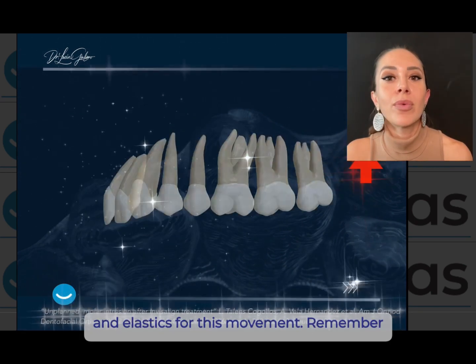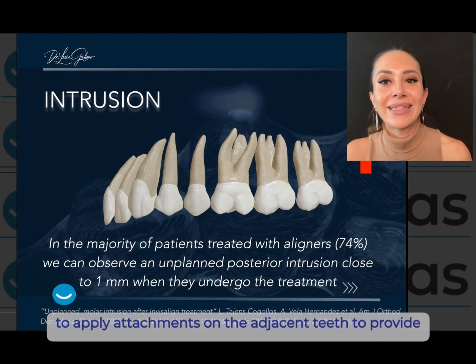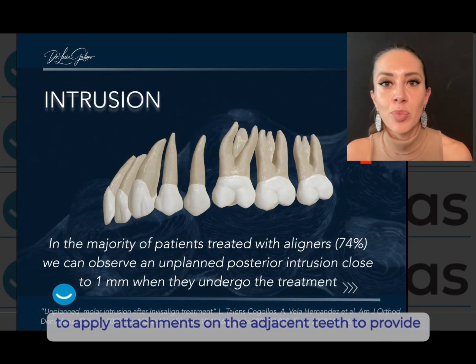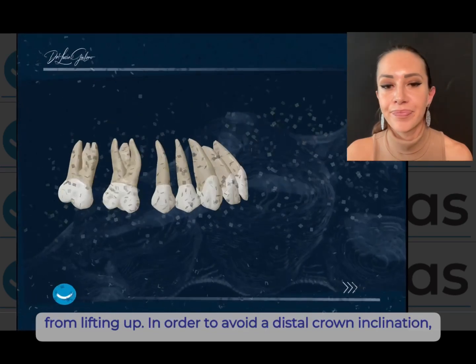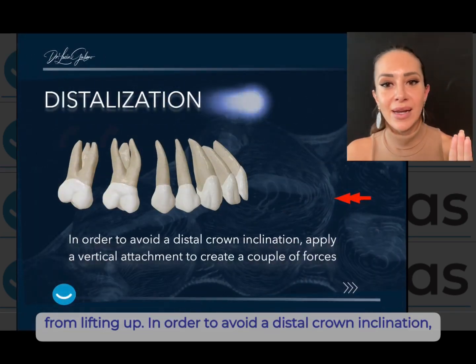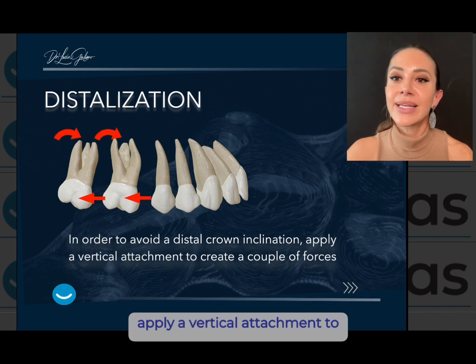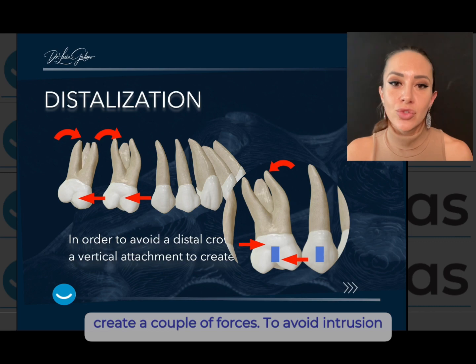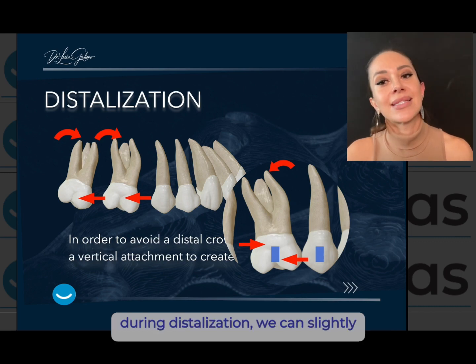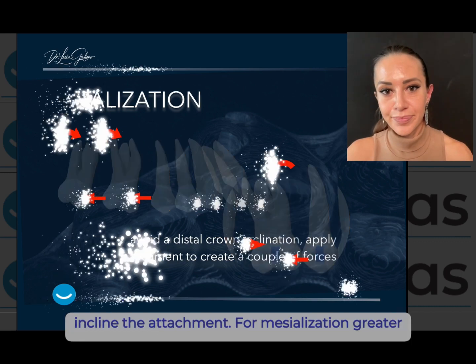For intrusion movement, remember to apply attachments on the adjacent teeth to provide adequate anchorage and to avoid the aligner lifting up. In order to avoid a distal crown inclination, apply a vertical attachment to create a couple of forces. To avoid intrusion during distalization, we can slightly incline the attachment.